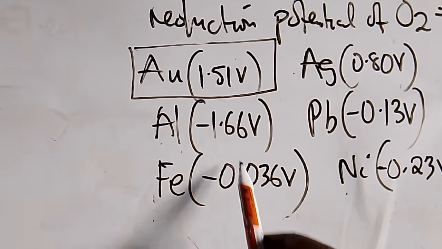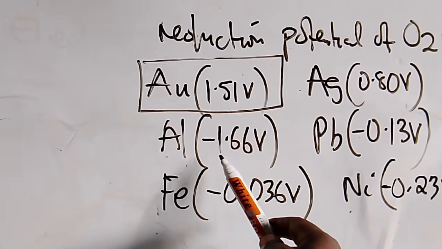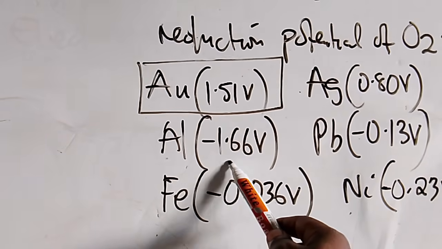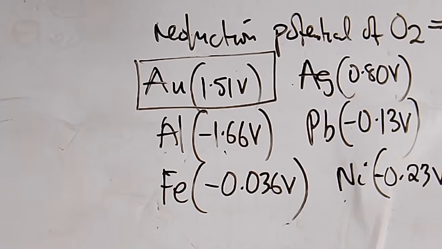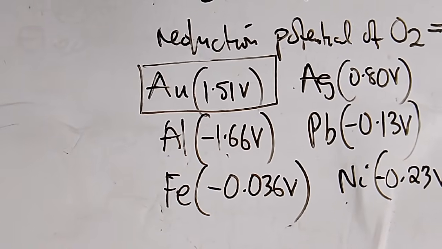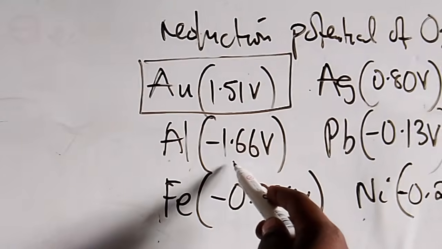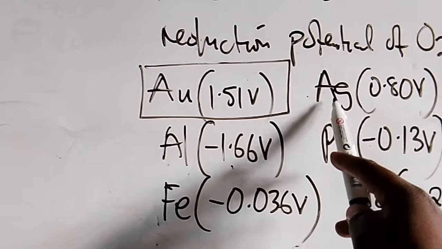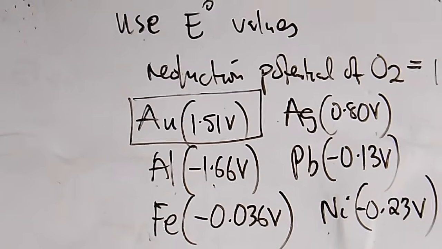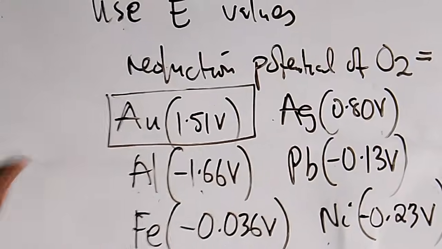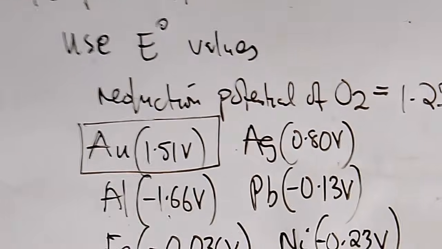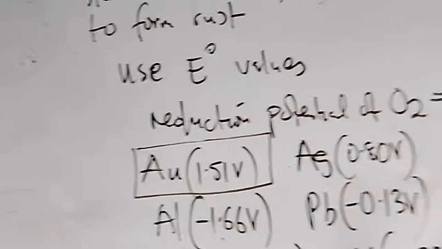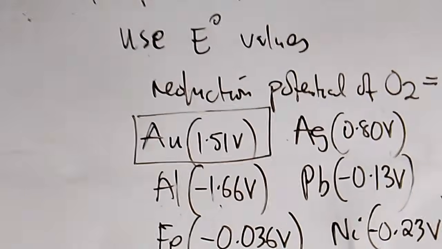Okay, so now you look at these. For aluminium, you can see aluminium is the lowest. So from this, aluminium the lowest, then the highest will be silver. Okay, we have removed gold already. Then now you can arrange those, comparing to that of oxygen. Okay, so that is corrosion.